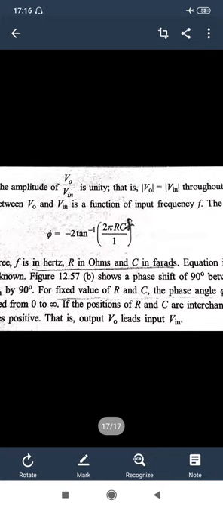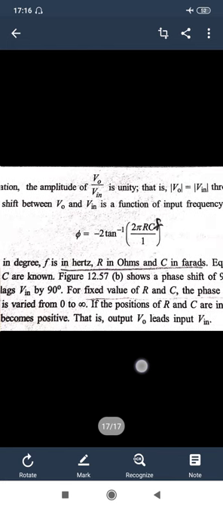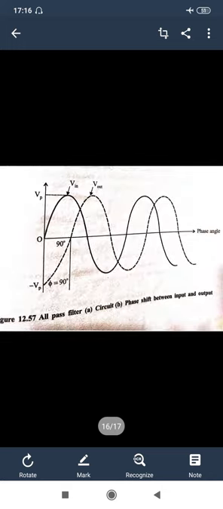According to the formula, phi is equal to minus 2 tan inverse of 2 pi f RC, where f is the frequency in hertz, R in ohms, and C in farads. According to our previous graph, when the values of R and C are fixed and the frequency ranges from 0 to infinity, V naught lags Vin by 90 degrees, as shown by that graph.